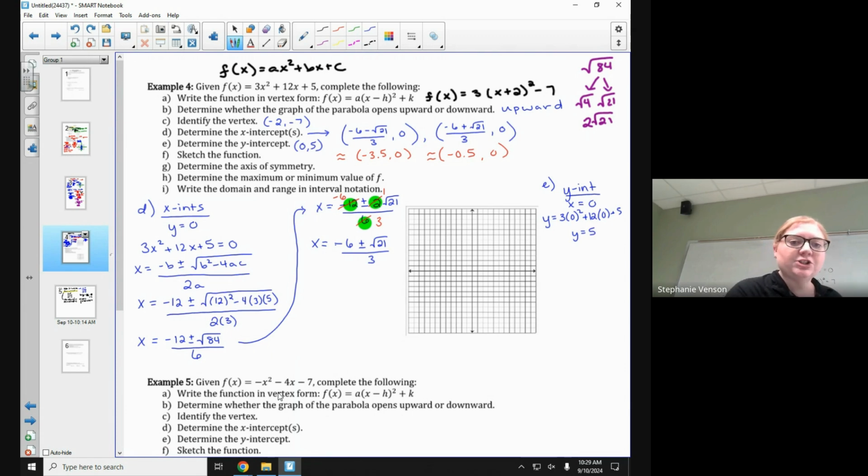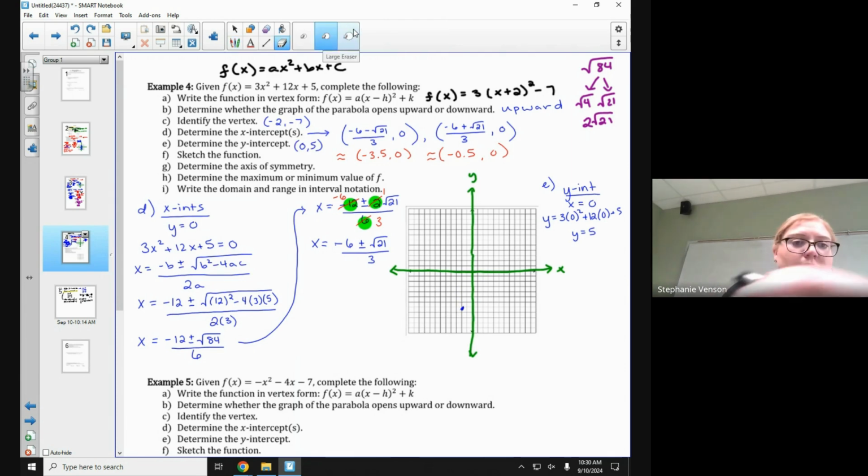Okay, time to sketch the function. I am going to highlight my x-axis so that I can see it better, and I'm going to highlight my y-axis so that I can see it better. And now I'm going to plot those points. My vertex is at (-2, -7). So let's see. 1, 2, 3, 1, 2, 3, 4, 5, 6, 7. Here we go. I did not mean to make that other little point. Let's see if I can make it go away. All right, there we go. (-2, -7).